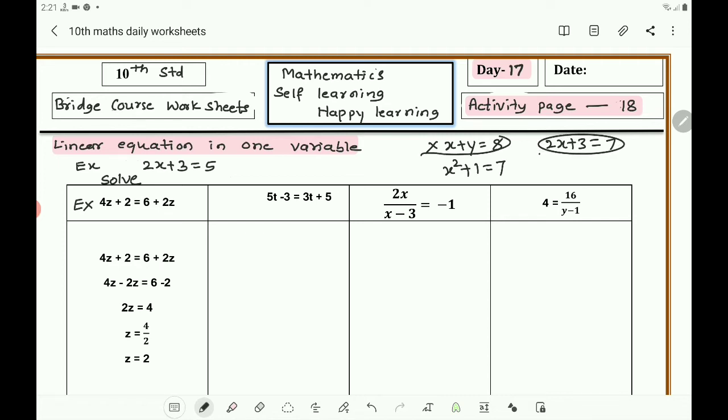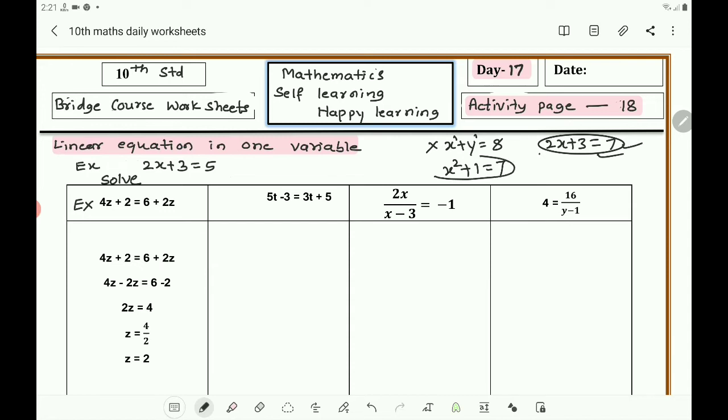It is also a linear equation, but it is not a linear equation in one variable. Why is it a linear equation? Here the variables are having the highest power 1. So this is also a linear equation, but it is a linear equation in two variables. Now you take this one. Here the variable is only 1, and so it is a linear equation in one variable.